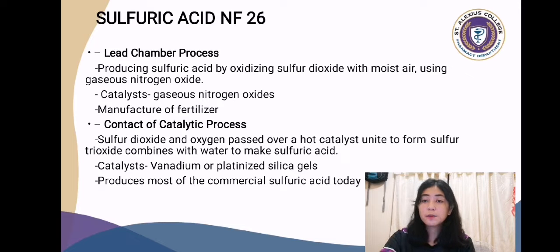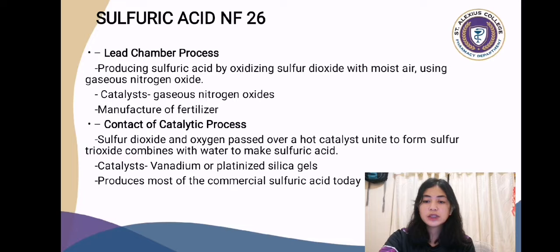The reaction takes place primarily in a series of large box-like chambers of sheet lead. So the lead chamber process is mainly used in the manufacture of fertilizer. The other way is the contact or catalytic process, where sulfur dioxide and oxygen pass over a hot catalyst and unite to form sulfur trioxide, which in turn combines with water to make sulfuric acid.